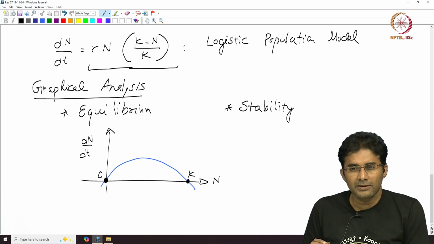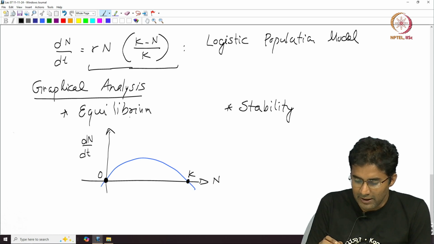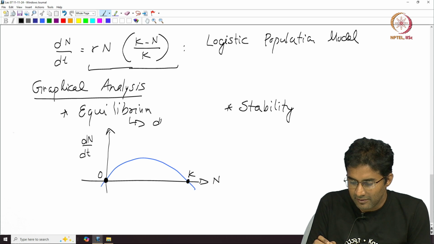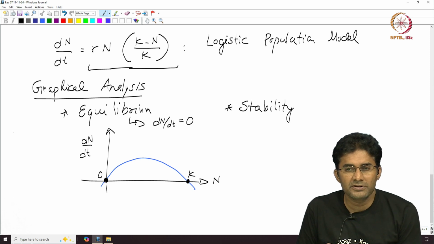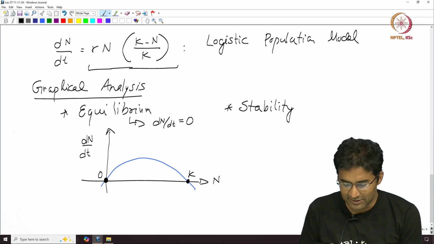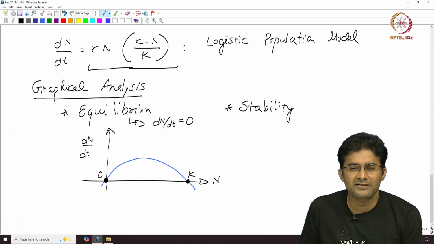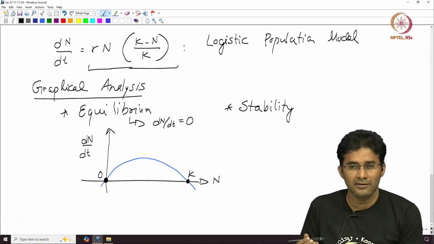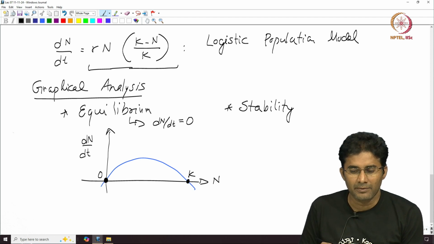Equilibria are basically those population sizes at which the growth rate is 0. So, equilibria are defined by the growth rate being equal to 0. Clearly, population size equal to 0, when there is no individual, there is nothing to grow. So the growth rate is 0, and when the population has reached carrying capacity, again it is at an equilibrium. So, that defines the equilibrium.